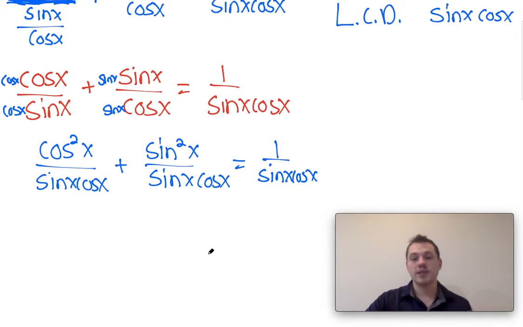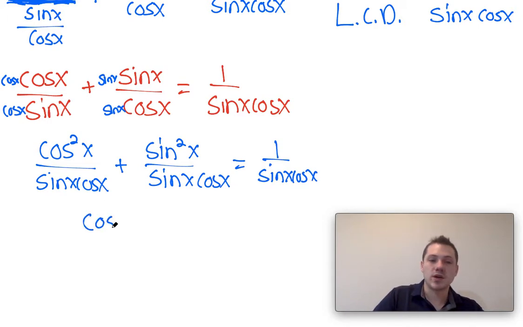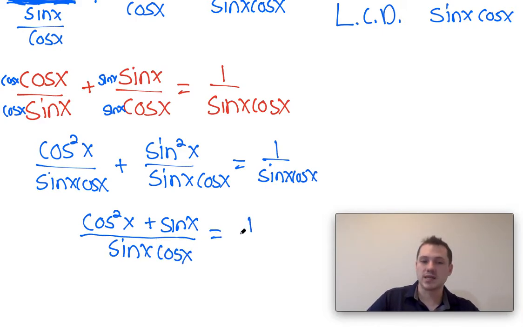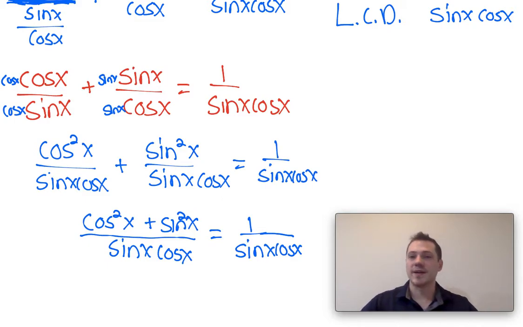So now I can go ahead and just add these two fractions together, right? Once I have the same denominator, I can add straight across the top. So this becomes cosine squared of x plus sine squared of x over sine x cosine of x. And this is good. We can see that we're really moving towards our final answer because our denominator is now the same as the denominator on the right side. Sorry, this should be a squared there.